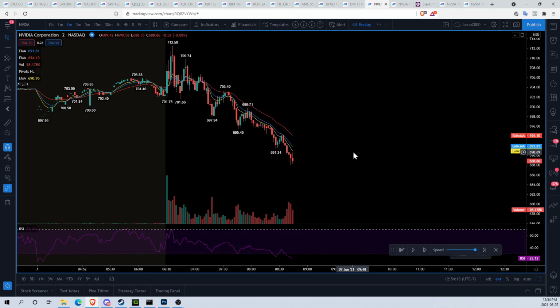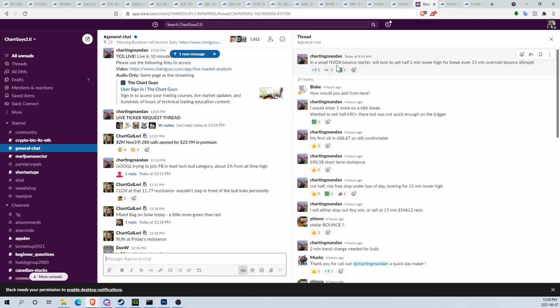We're looking for an hourly higher low. We are looking at lower highs and lower lows in the 2-minute time frame. It is picking up pace. We know we're oversold on multiple time frames, and to top it off, we got ourselves an increase in overall volume, which often indicates an area of reversal. So at this point, Dan jumps on the old Slack and says, I'm going to start our NVDA bounce, and I'm going to be looking for a 2-minute lower high and a break even.